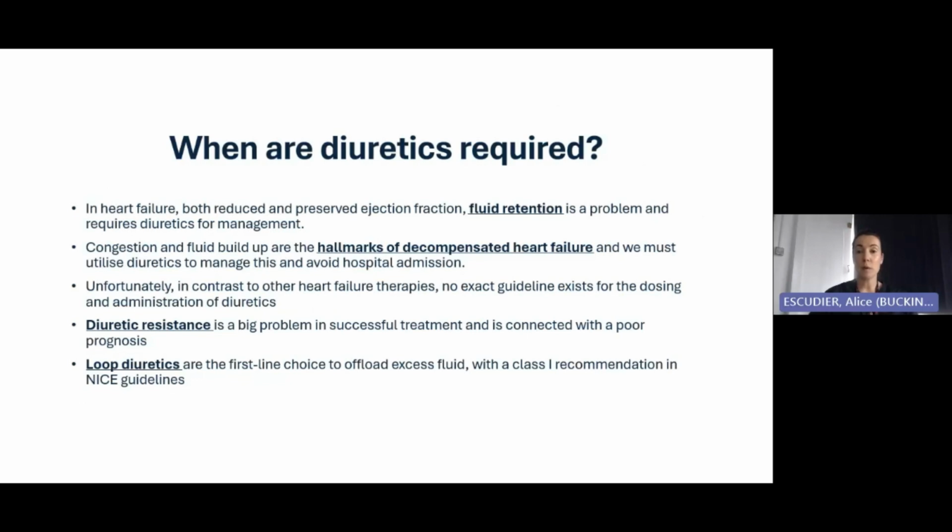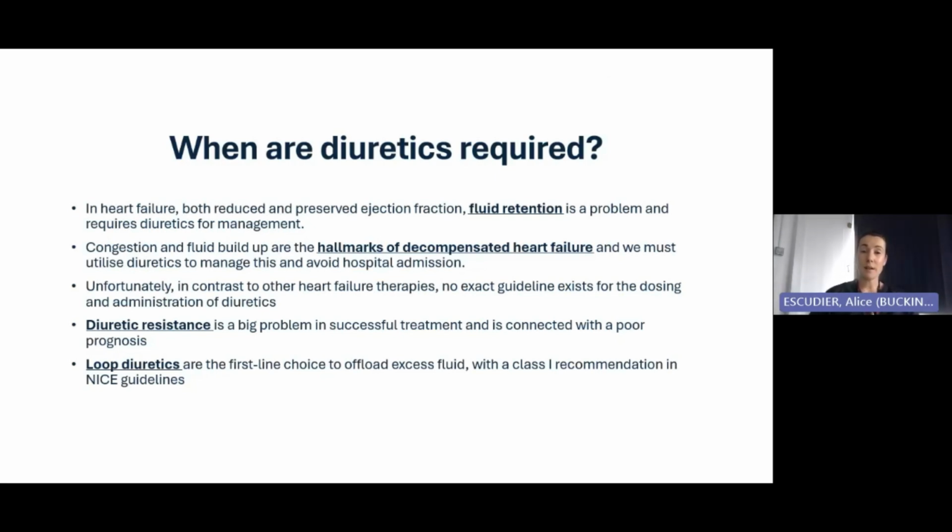So when are diuretics required? We know that in heart failure, both with reduced and preserved ejection fraction, fluid retention is a problem, and we do need to use diuretics to manage this. Congestion and fluid buildup are hallmarks of decompensated heart failure, and we must use diuretics to manage this and try and avoid unnecessary hospital admissions.